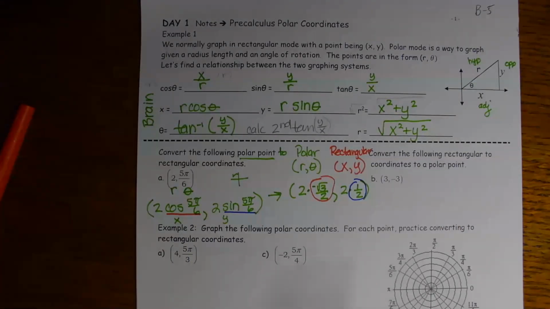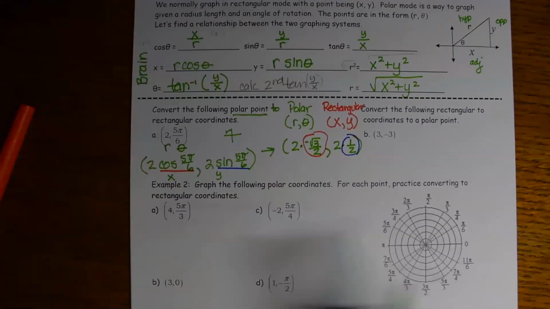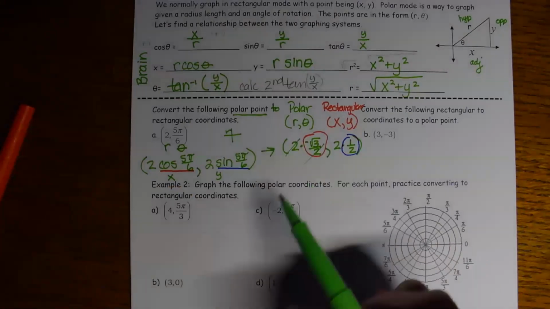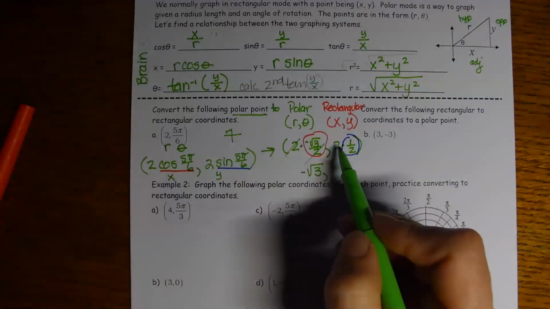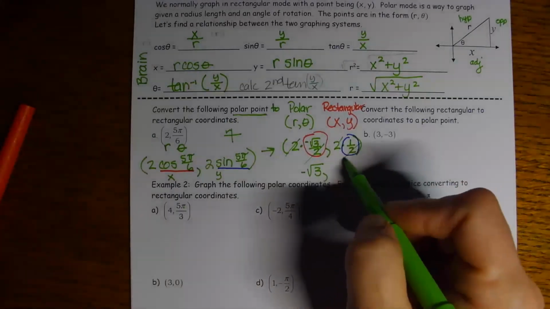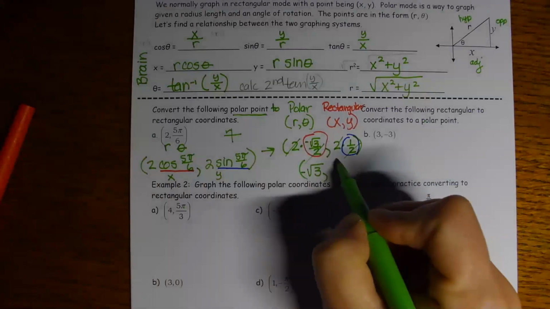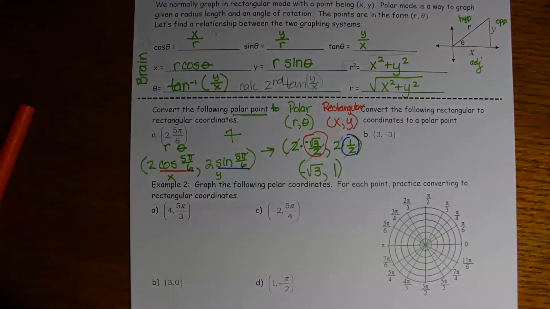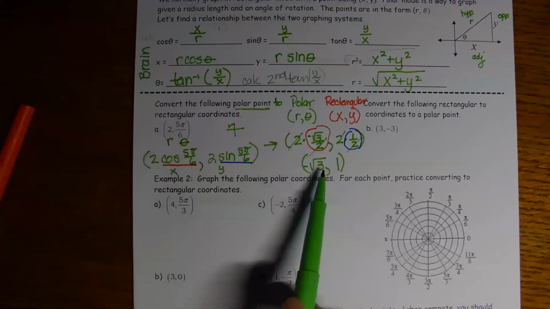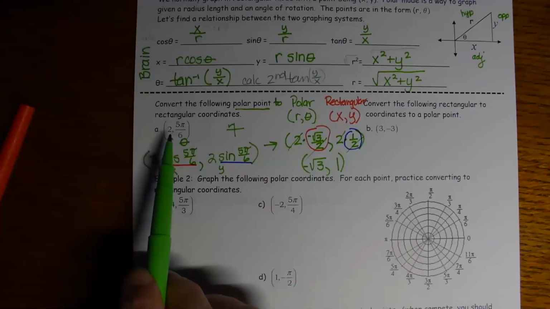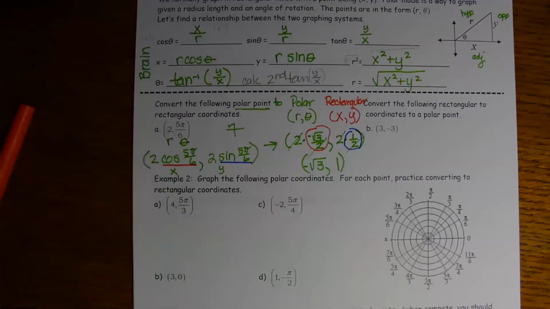So now we'll multiply these. We practice multiplying fractions. What happens with 2 times the square root of 3 over 2? The 2's cancel, and I have negative square root of 3. Here the 2's cancel, and I have 1. That's my rectangular point. There we are. And I want you to notice something else. These 2 points are in the same location on a graph.